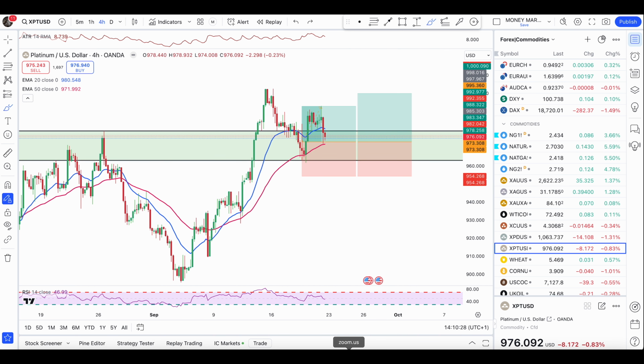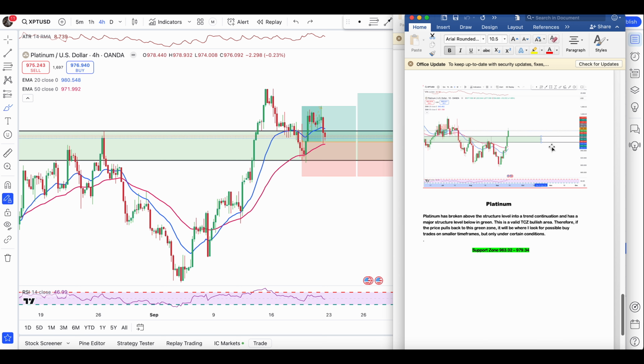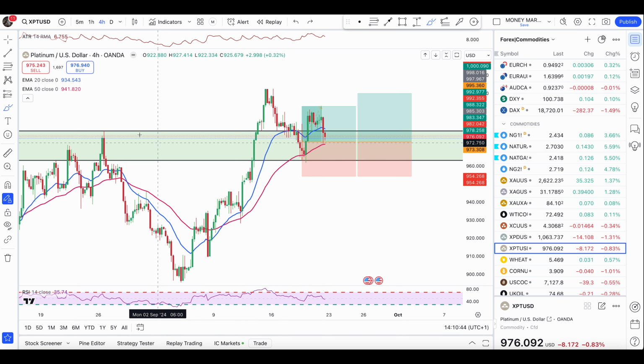It is a zone that was sent to the members, and it is not something that has been taken randomly. As you can see, the price was here. With the pullback, I was waiting for the price to come back. If the price pulls back to this green area, in that case, I will look for the possible buy trade, and exactly what has happened. On smaller time frame, we took a buy trade as zone was sent on a daily time frame.